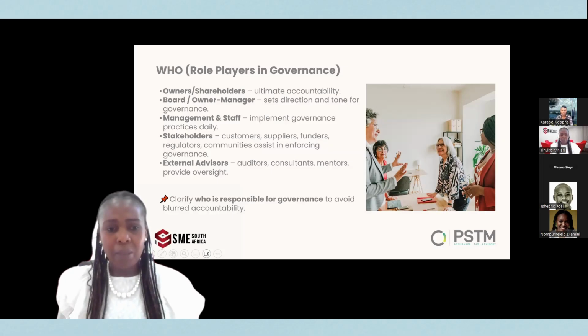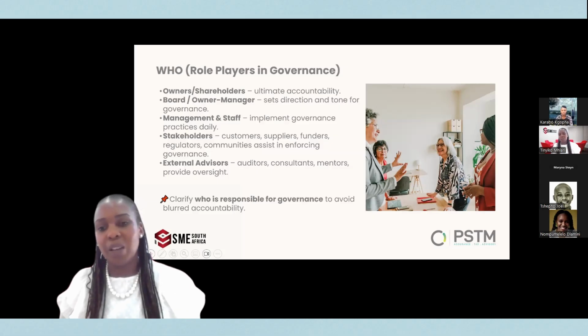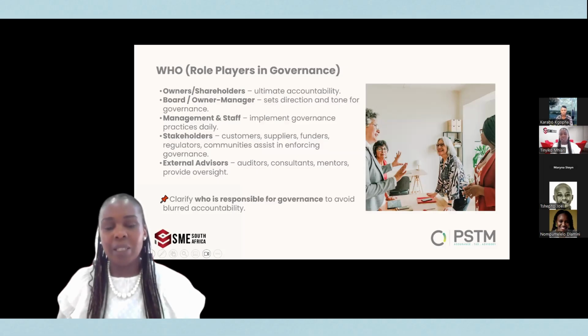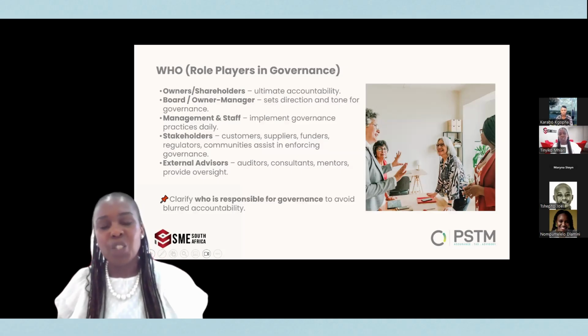In terms of your management and your staff, they implement your governance practices. You can sit and say, we want to be an ethical entity, this is how we're going to do it. But the day-to-day are your management and your staff. They're involved. Ensure that you communicate this to them to say, this is where we are going. This is the role that you're going to be playing in this structure.